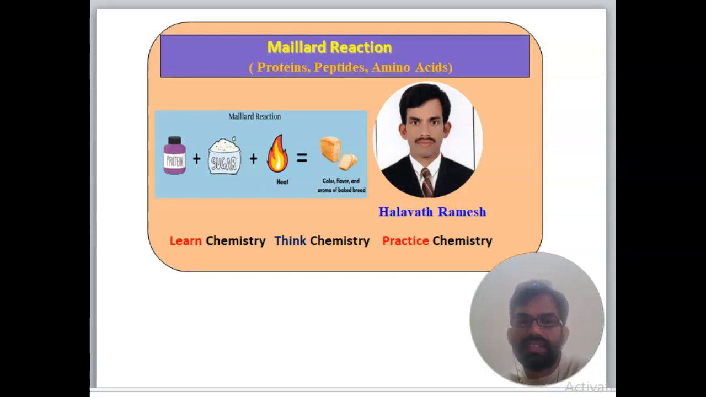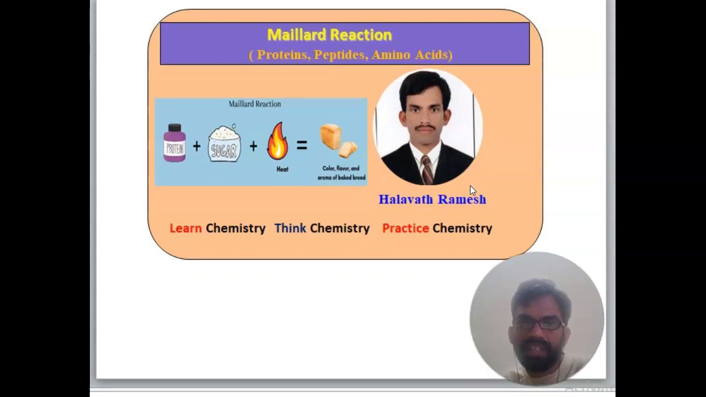Today we will discuss a very simple topic, the Maillard reaction. The Maillard reaction is one of the food-related reactions, which deals with proteins, peptides and amino acids. So we will discuss, slide by slide, what the Maillard reaction is, what the mechanism of the Maillard reaction is, and a few examples and important applications of Maillard reactions today.